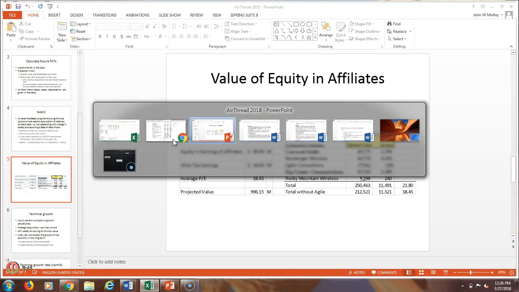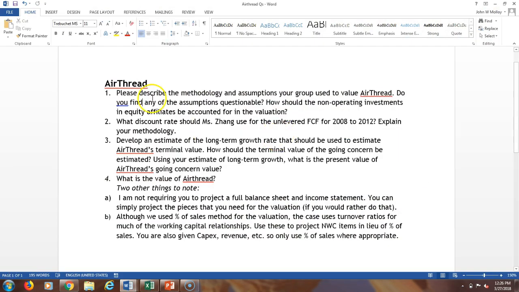Now, if I go back to the questions, obviously they've got to come up with some estimate of the discount rate. I think that's actually where we're at here. Yeah, the discount rate for the unlevered cash flows, explain the methodology. They come up with the estimated long-term growth rate. Just calculate a terminal value using your long-term growth rate. What's the present value, the going concern value? That's probably just the present value of the terminal value. So I actually don't like that wording in hindsight. And then just put an overall value on Airthread.